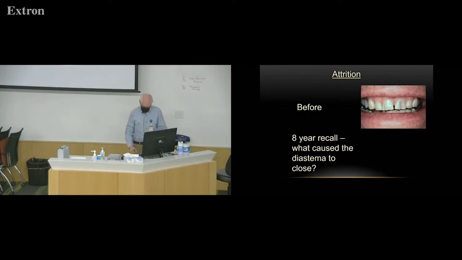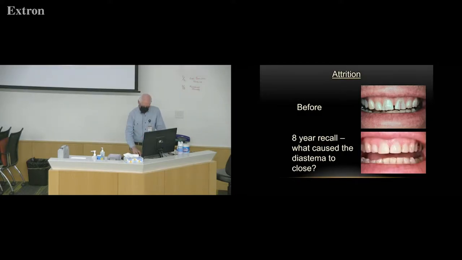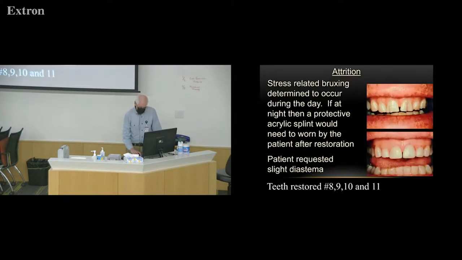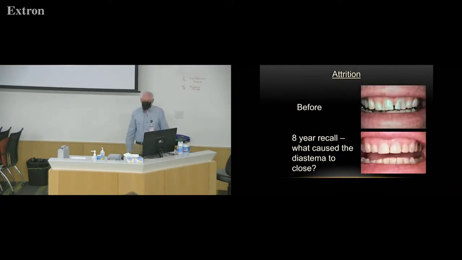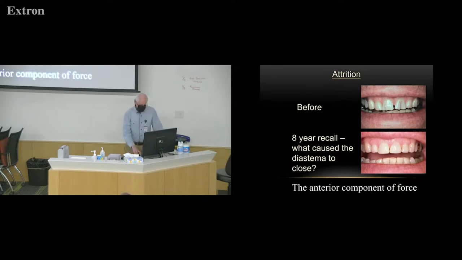Okay, so here he is 8 years later, came in for recall and have his teeth checked and cleaned. And lo and behold, the diastema has closed. Now, what do you think could have caused that? Because I didn't close it, and he hadn't been to another dentist, but it was open when we finished the case, but now 8 years later, it's closed. Anybody got any ideas? Good answer. Okay. The anterior component of force, or mesial drift.